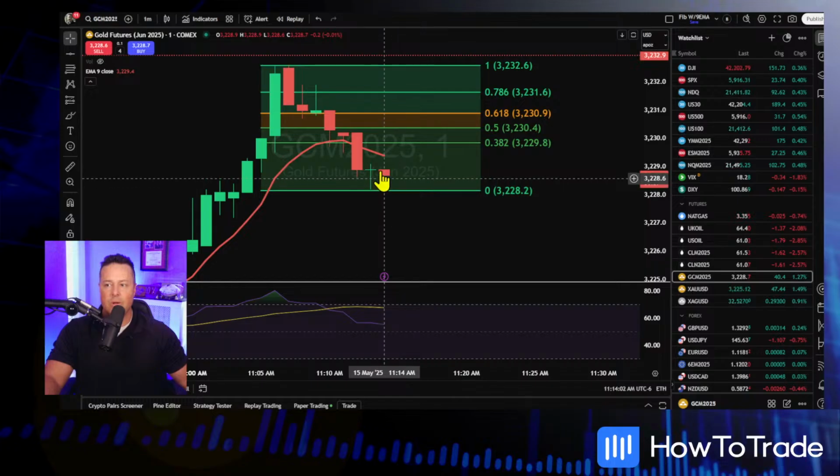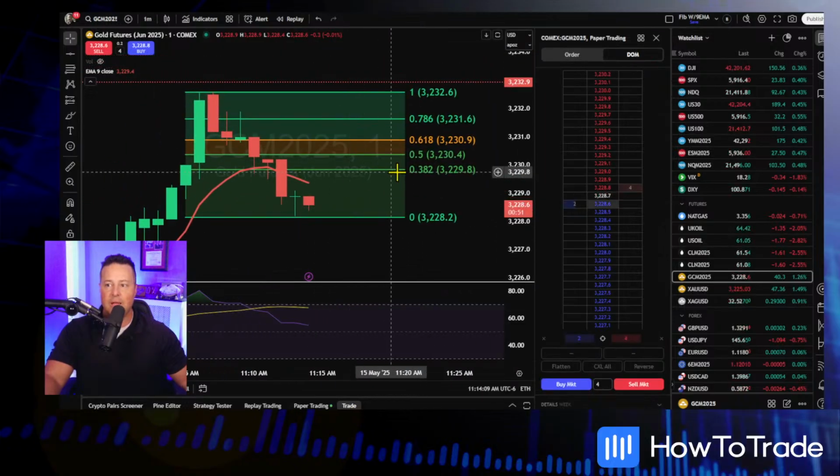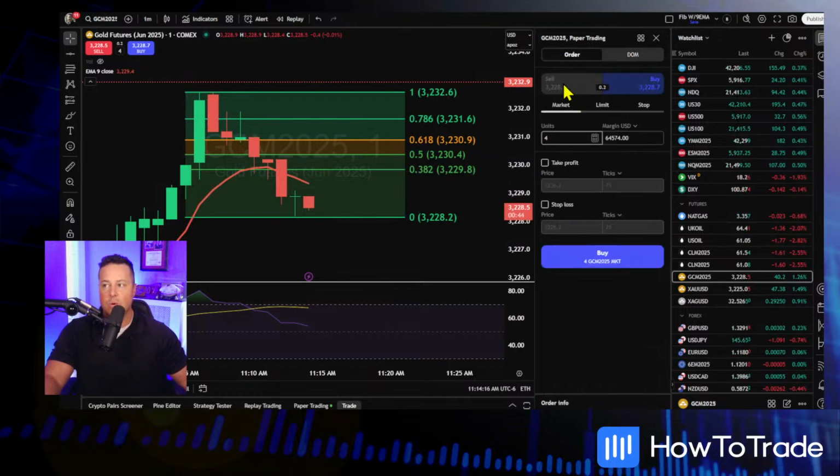Okay, what are we doing? We're still waiting for our pullback. We want our pullback, and we want our pullback sell. Now, as long as that swing low's in play, I'm going to have a chance to sell 38% up here, which is right around 329, something like that. So let's go to the order. Let's go to a sell.